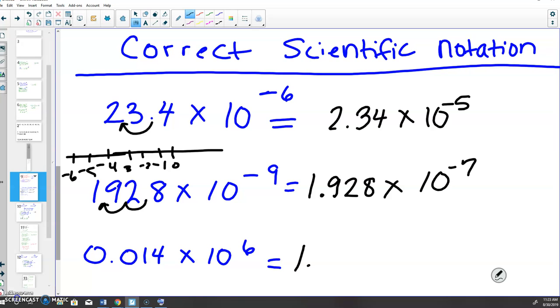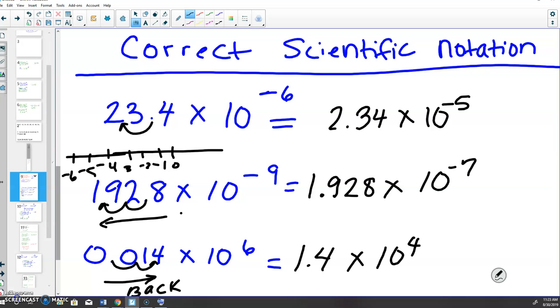Decimal. I need it after my first real number. I had to move it back 1, 2. So if I move it back 2, 6 goes to 4. You're moving it backwards. And then this way you moved it forward. Right? So if you move it backward, you subtract from it. If you move it forward, you add to it. Right?